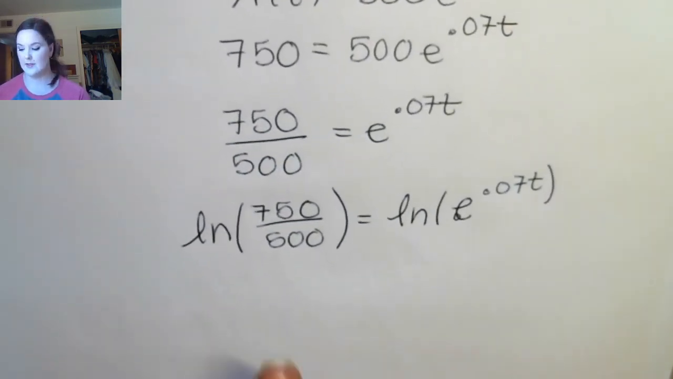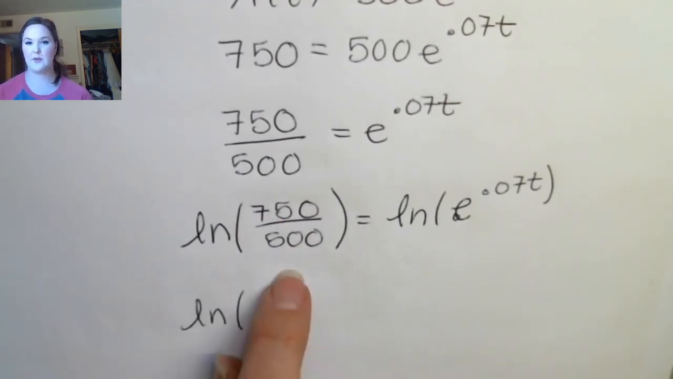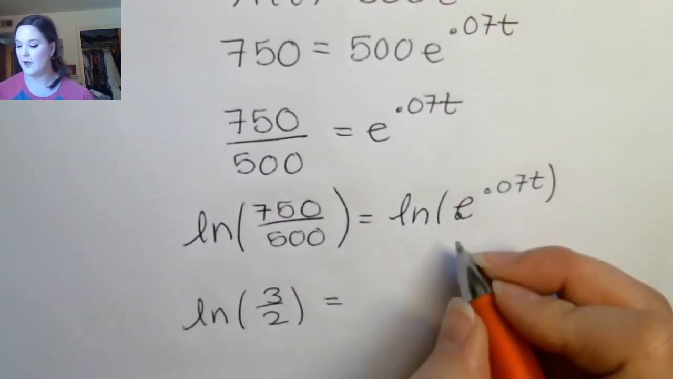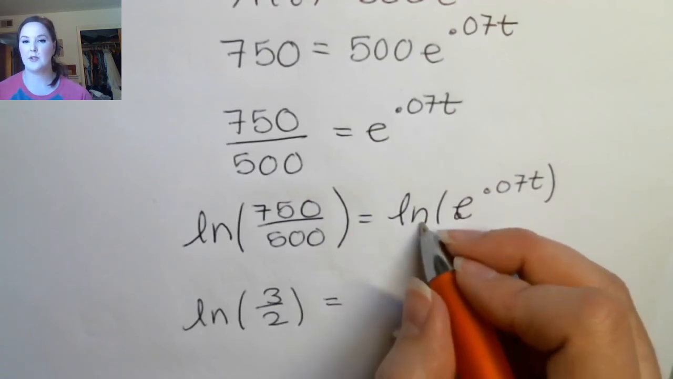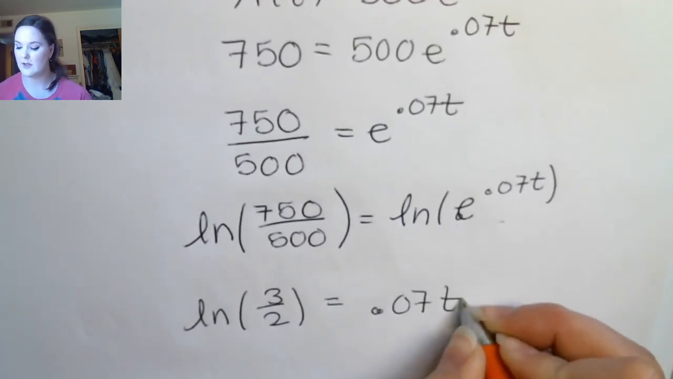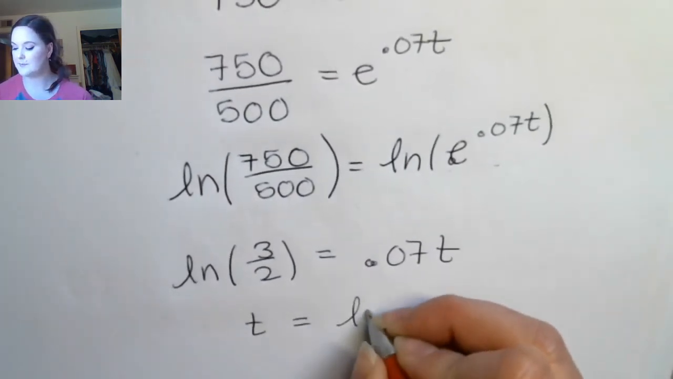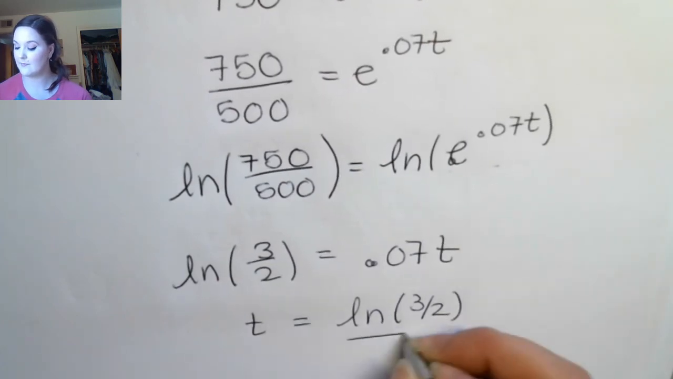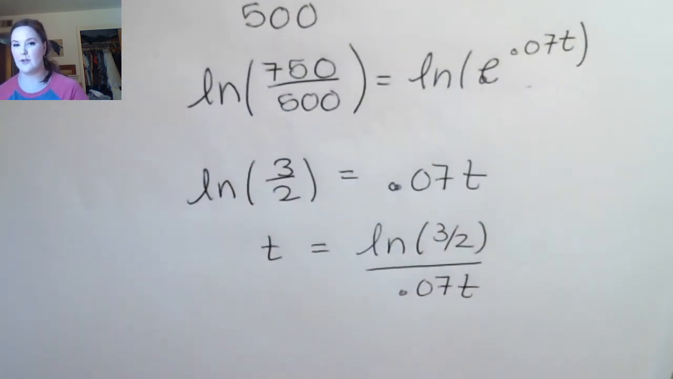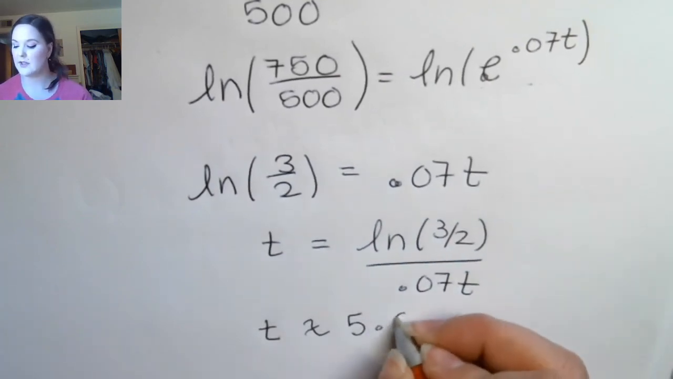Over here, all we can really do to simplify is to reduce this fraction. These are both divisible by 250, so this is going to be 3 over 2. And over here, what exponent do you need to raise e to, to get e to the 0.07t? That's 0.07t. Then we would divide both sides by 0.07. You do have a natural log button on your calculator, so you can just plug this right in, and you get t is approximately 5.8.